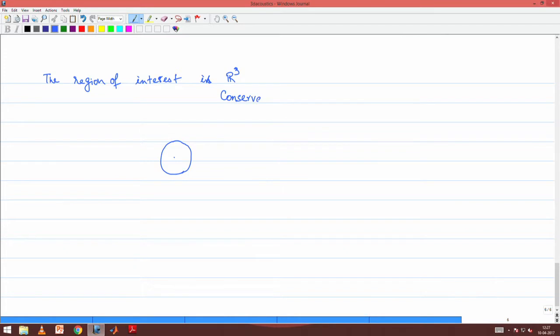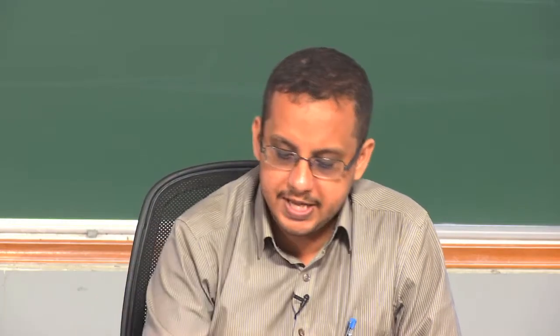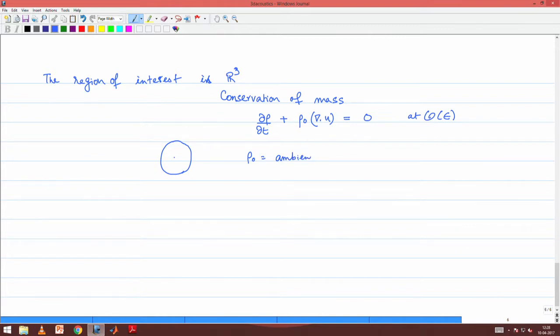So, we will look at conservation of mass. The conservation of mass gave us del rho by del t plus rho 0 del dot u equals 0, at order epsilon. I am not redoing that entire analysis, but at the acoustic order this was the equation that was obtained, right. Rho 0 is the ambient or mean density, u is the acoustic particle velocity, and rho is the acoustic density.